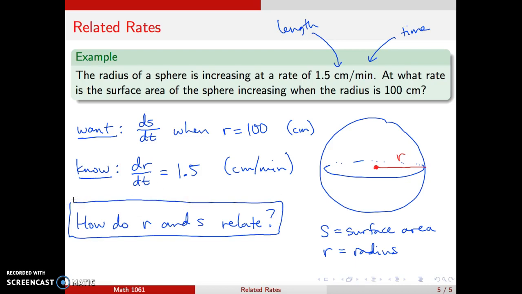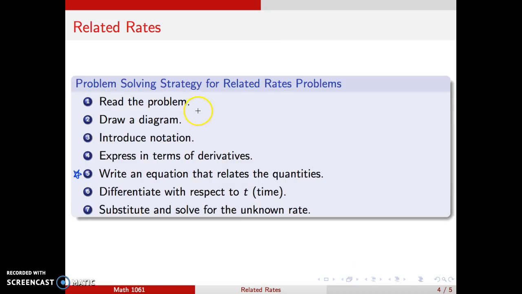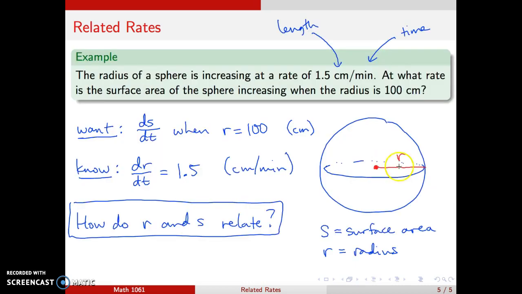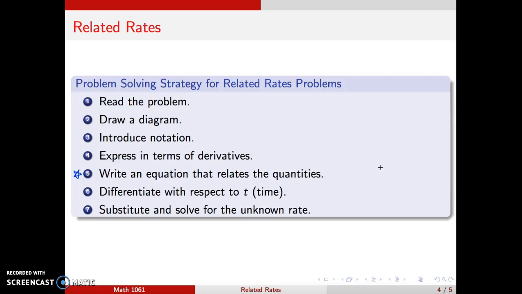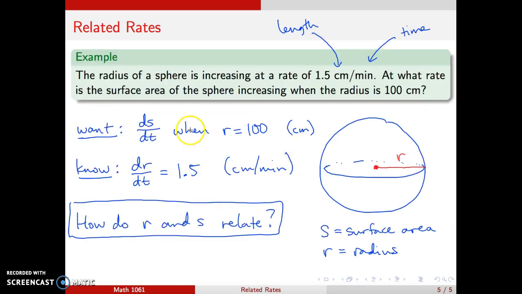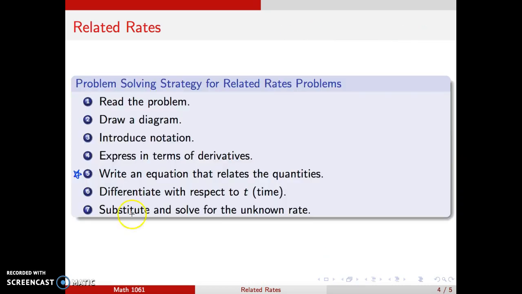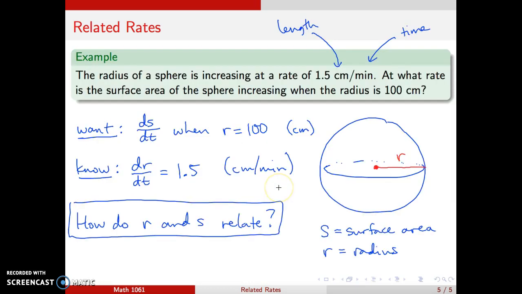So I'm not going through these steps necessarily 1, 2, 3, 4, 5, but I read the problem. I got a diagram to help and bringing in some notation for things. Expressing in terms of derivatives, using that information that I've been given along with thinking about what I want to find. And now I'm up to this point where I have an equation that relates the quantities. So I've got the surface area of the sphere and the radius of the sphere.